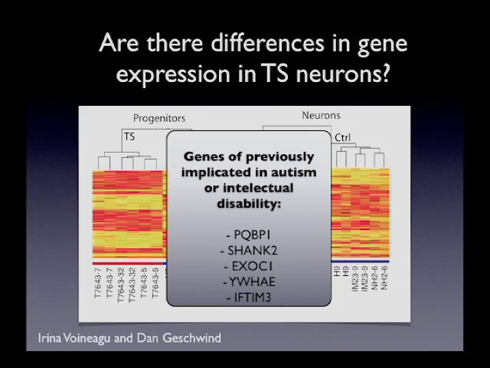So you can also use this as a way of trying to look for specific genes that might be implicated in other forms of autism that are similar to Timothy syndrome. So for example, there are genes that have been implicated in intellectual disability here, like SHANK2 and IFITM3. These are all genes that have been identified genetically. In this case, this was actually identified from the brain of people with autism.